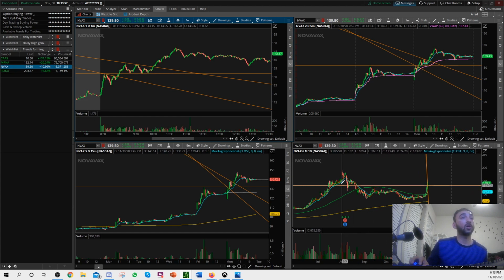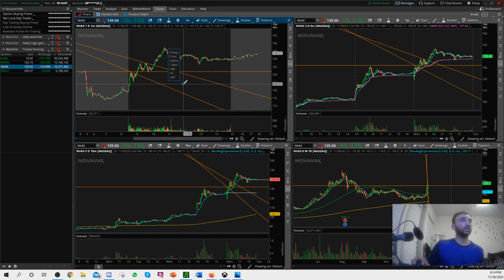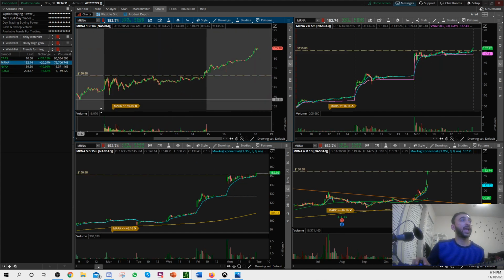And the key is the daily chart. Always want to make sure you see this in the 15-minute chart here. It's always uptrending, so you have to be uptrending, okay? Then this works. And then the second one, and then mRNA.